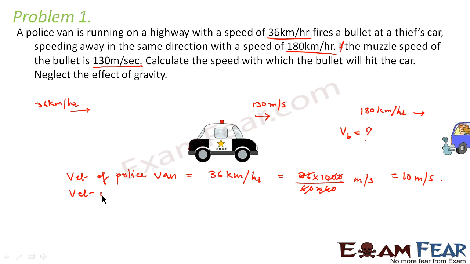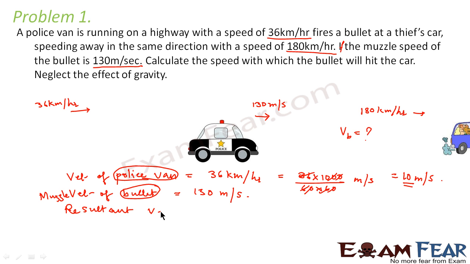Now velocity, that is the muzzle velocity. What is muzzle velocity? The velocity with which the bullet just starts. So that velocity of the bullet is 130 meter per second. Therefore, now this is only the velocity with which the bullet is fired. Now since the bullet is fired from the police van, which already has a velocity of 10 meter per second, therefore the resultant velocity of bullet would be 130 plus 10, that is equal to 140 meter per second. This is the total velocity with which the bullet will move.